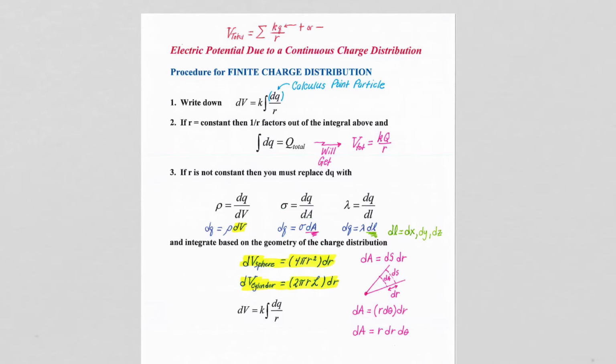Now we're going to look at the procedure to use for calculating the V as a function of R graphs for finite charge distributions in general.